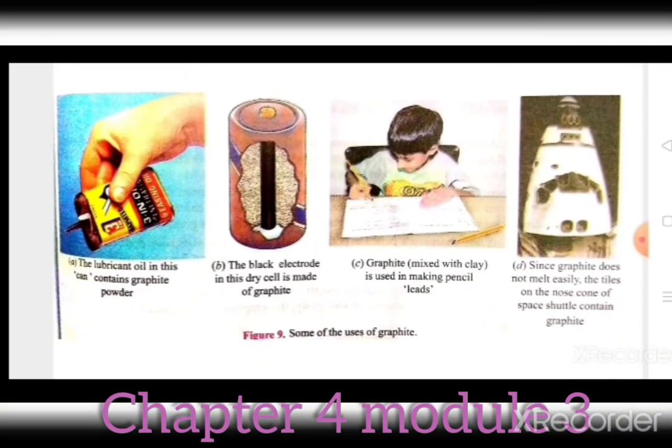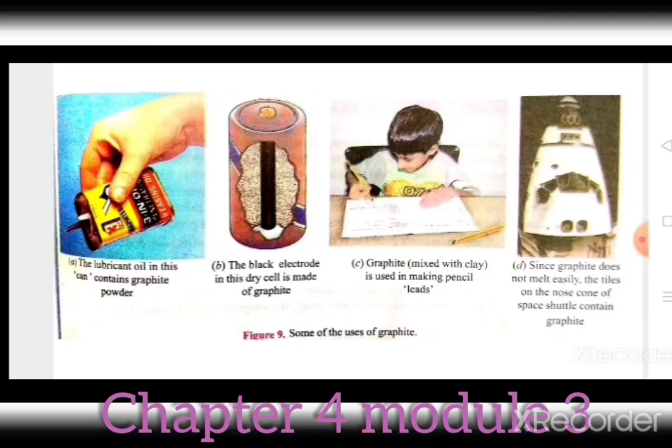Then here you can see the uses of graphite also. The lubricant oil in this can contains graphite powder. Then it is used as lubricant, as it was discussed before. Then second is the black electrode in the dry cell. All of you have seen the cell of the remote controls or radio or any toys. So that dry cell has a graphite electrode in between. And third, graphite pencil. All of you have pencils, and they have the lead. The lead is made up of graphite.